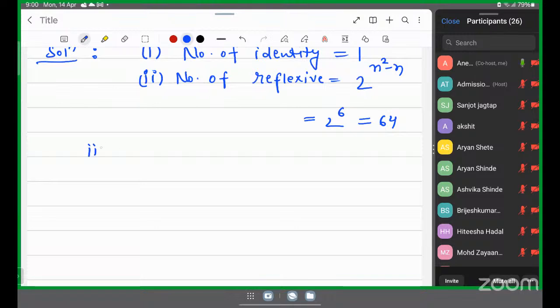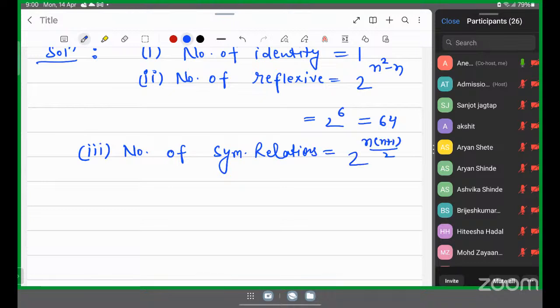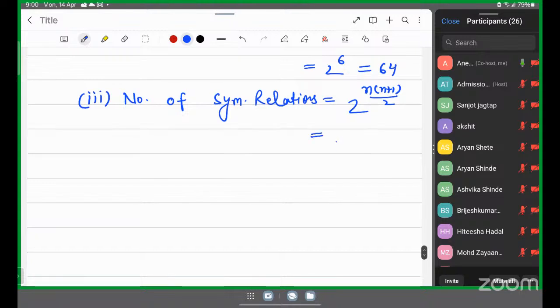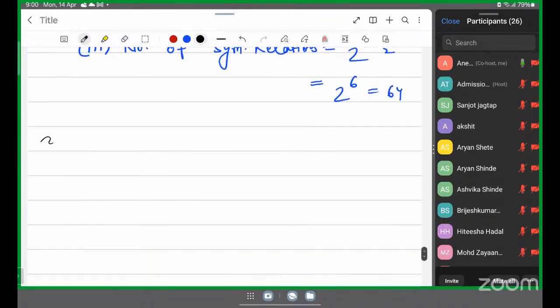Third is number of symmetric relations. So this is given by 2 raised to power n into n plus 1 by 2. N is 3. So this will be 3 into 3 plus 1, 3 into 4 by 2. That will be again 2 raised to 6, 64 answer. Understood?